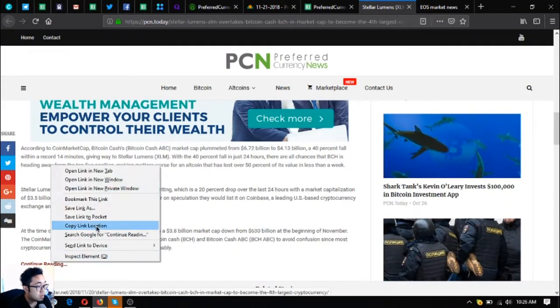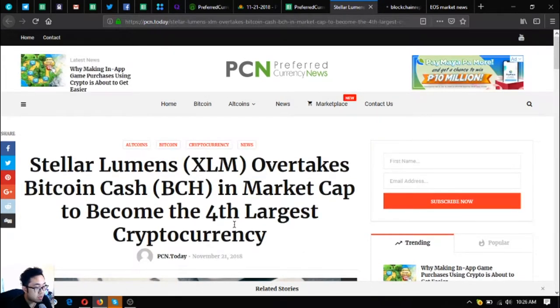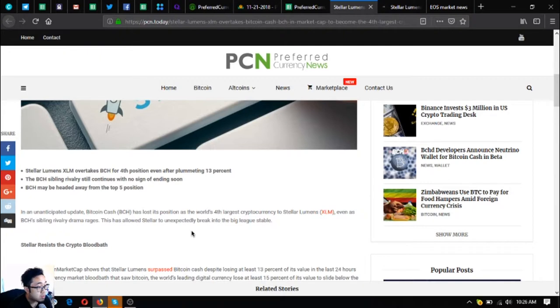So the third update is this one. This one is very, very interesting. Stellar Lumens overtakes Bitcoin Cash in market cap to become the fourth largest cryptocurrency. Stellar Lumens (XLM) overtakes Bitcoin Cash for the fourth position even after plummeting 13%. This BCH sibling rivalry still continues with no sign of ending soon. BCH may be headed away from the top 5 position. In an unanticipated update, BCH lost its position as the world's fourth largest cryptocurrency to Stellar Lumens, even as the BCH sibling rivalry drama rages. This has allowed Stellar to unexpectedly break into the big league.